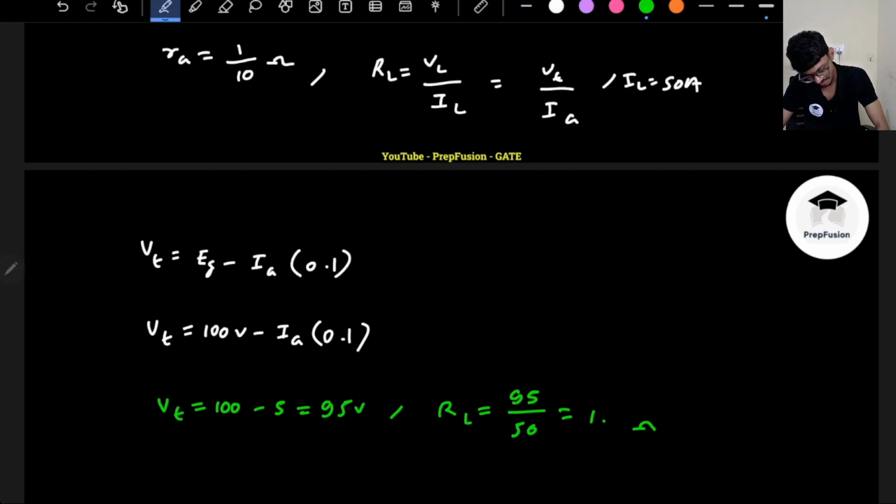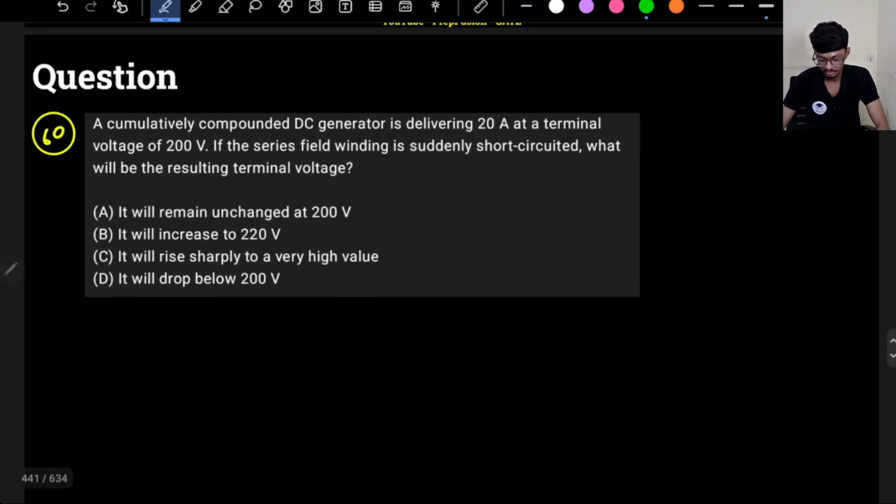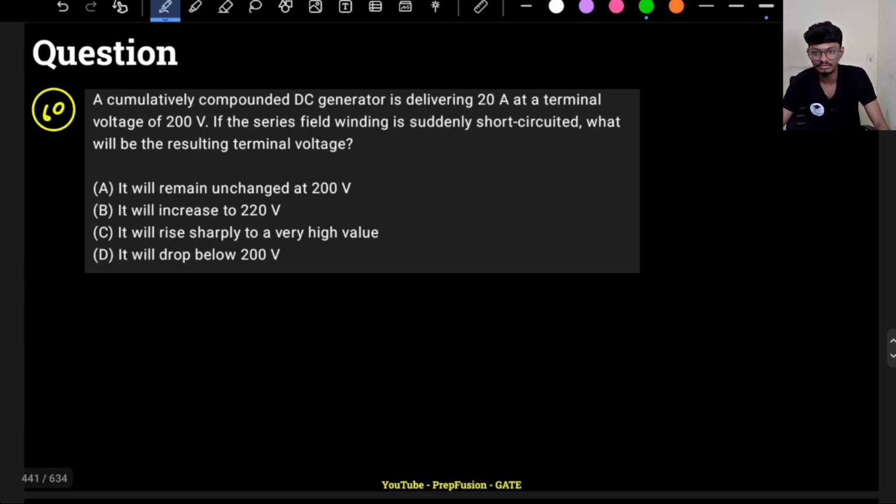So these kinds of easy KVL KCL questions can come, and graphical questions also can come, right? Let's do the next question. A cumulatively compound DC generator is delivering 20 amperes at 200 volts terminal voltage. So Vt is 200 volts and the current it is delivering, IL, is 20 amperes, and it is a DC generator.